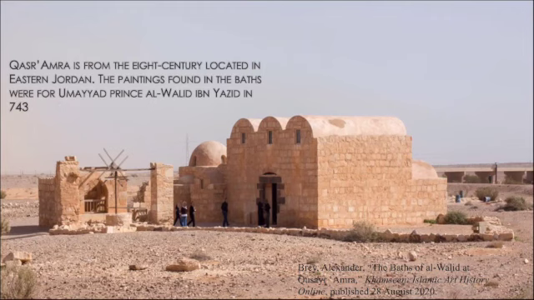Qasar Amar is from the 8th century, located in eastern Jordan. When you go inside the bathhouse, you will see murals lining the halls from top to bottom. They're on the ceiling, they're on the walls, and they are very beautiful and full of color. They were painted for the Umayyad prince Al-Walid Yazid in 743.